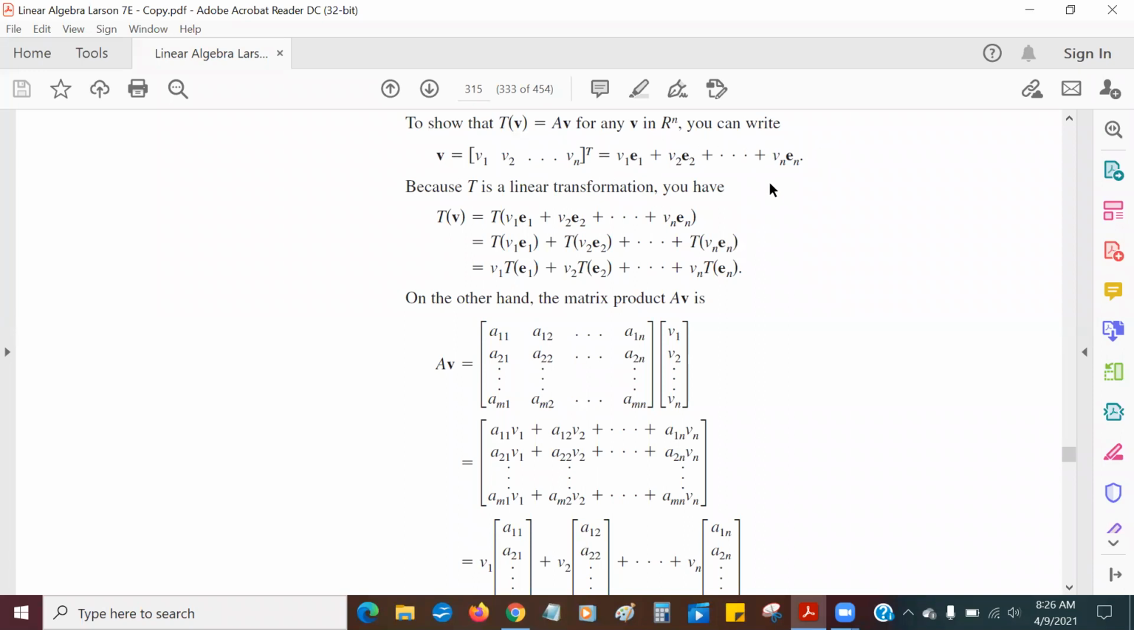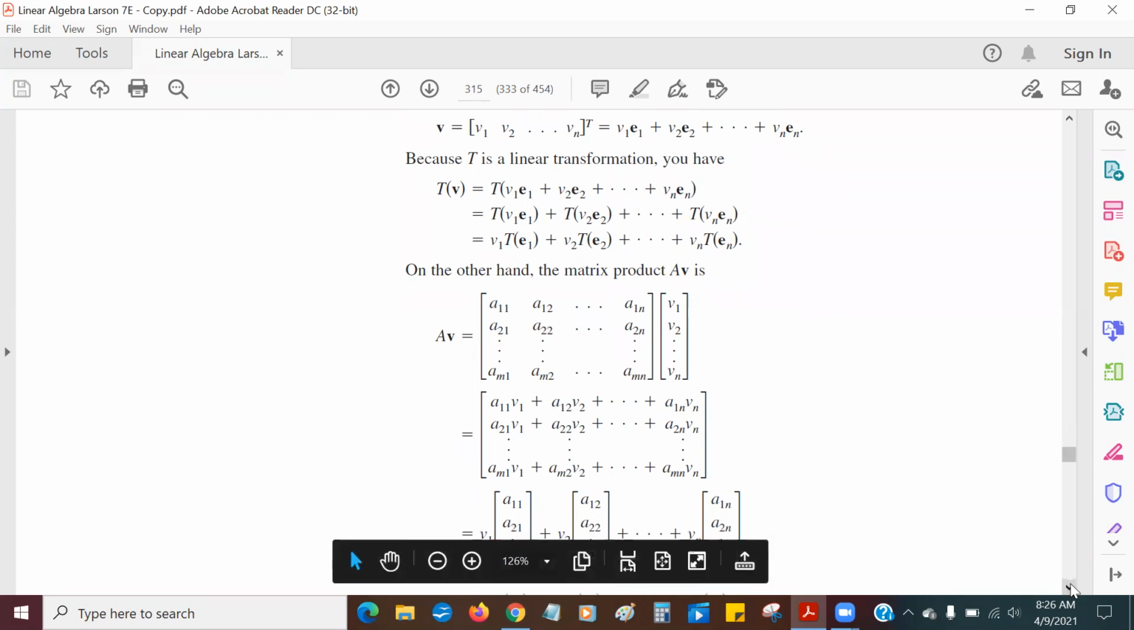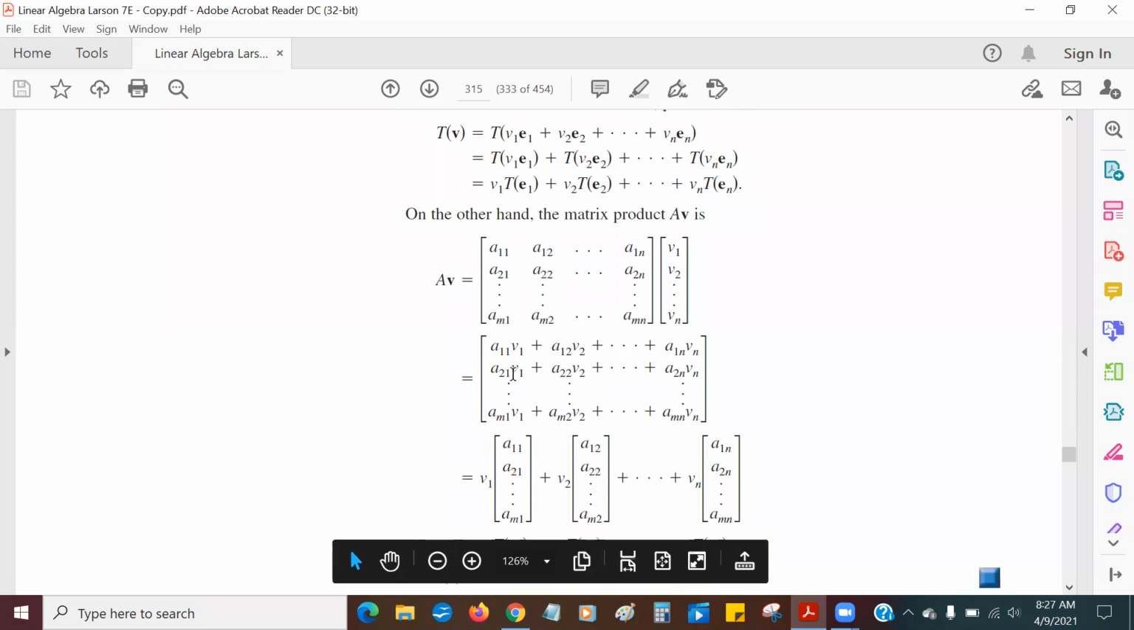Now, since T is a linear transformation, T of v1 E1 plus v2 E2 and so on is going to be v1 times T of E1 plus v2 times T of E2, and so on. But T of E1, we said that's, well, let's just hold on to that. Now, on the other hand, if we look at the matrix product Av, here's the matrix A, and here's the vector v. When we do the multiplication, we get a11 v1 plus a12 v2, and so on, and notice that this is now a single column matrix.